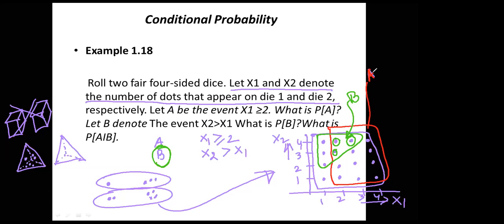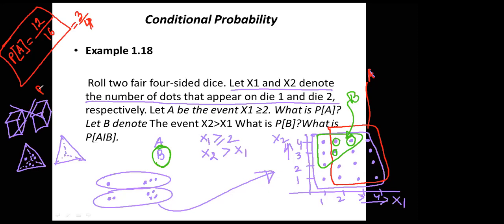Now let's find out the probability of A. So probability of A will be what? 12 by 16. How do we find the probability? Probability is how many outcomes are there in that particular event divided by the total number of outcomes. How many outcomes are there? 12. Total number of outcomes? 16. So probability of A is 12 by 16, that means 3 by 4.